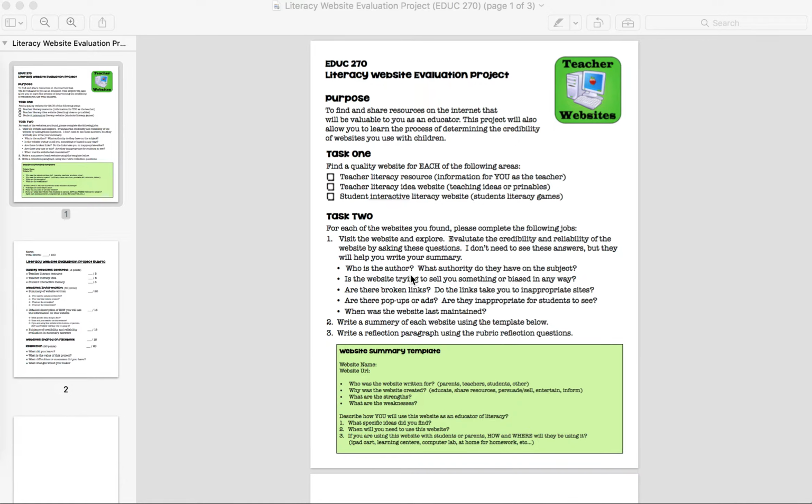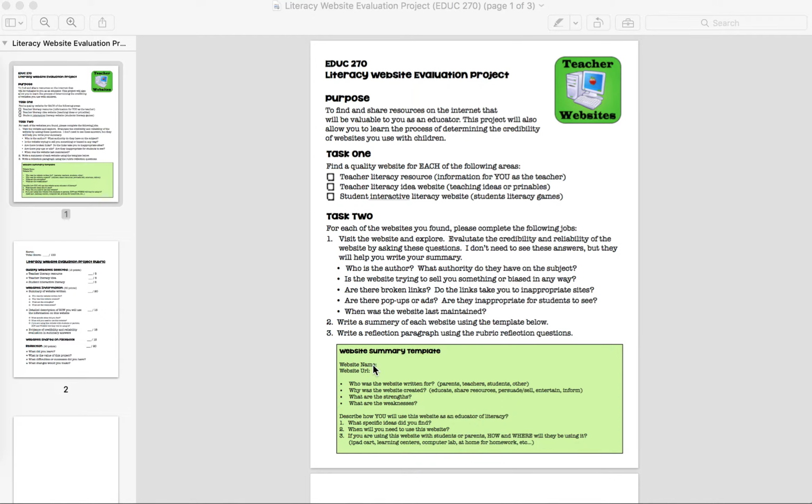So explore. Then for step 2, you're going to write a summary. So that means you'll write a summary for the teacher literacy resource website, a summary for the literacy idea website, and a summary for the interactive literacy website. And the template below in green is exactly what you need. So honestly, this should not take forever. The summary writing should only take about 10 or 15 minutes.